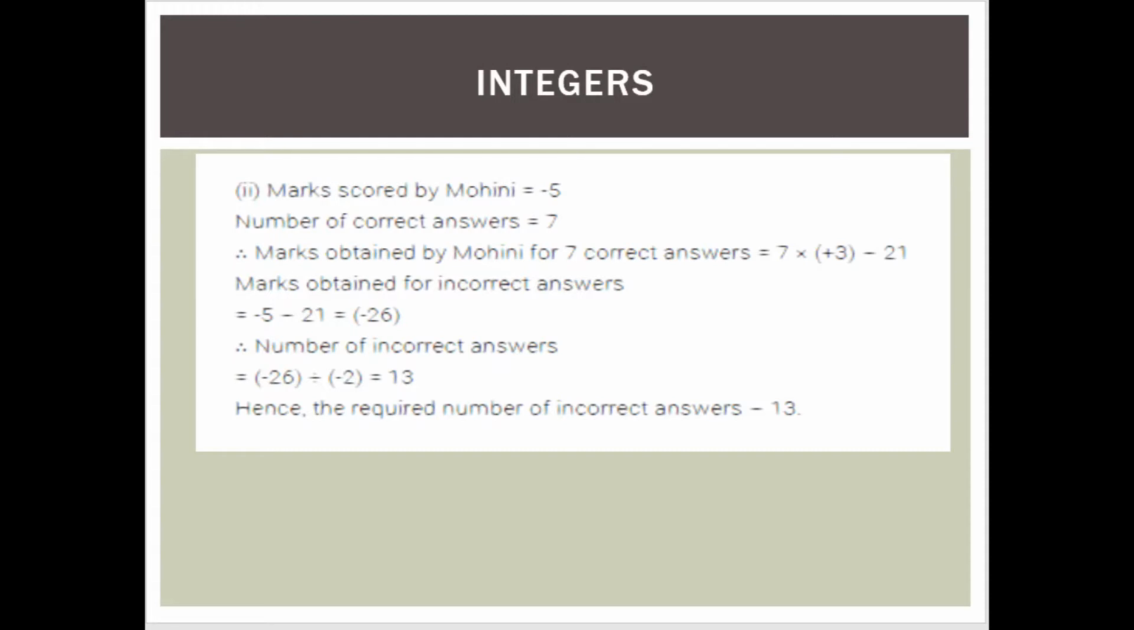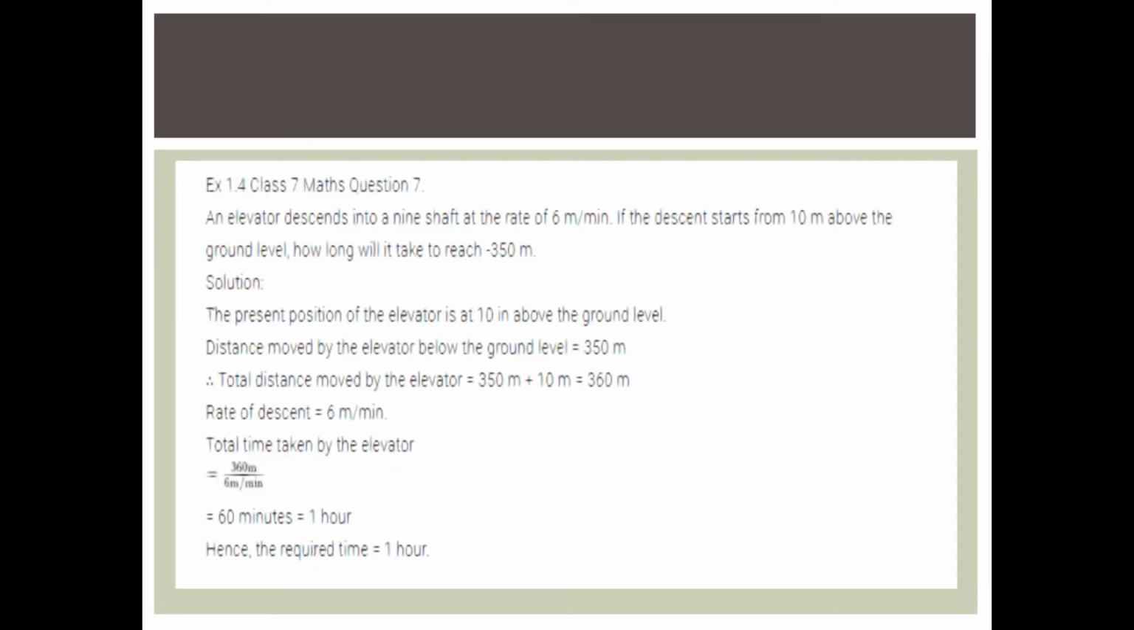The second part of this: marks scored by Mohini is minus 5. Number of correct answers is 7. So marks obtained for correct answers is 7 into plus 3 equal to 21. Marks obtained for incorrect answers is minus 5 minus 21 equal to minus 26, and number of incorrect answers is minus 26 divided by minus 2, which is 13. So required number of incorrect answers is 13.